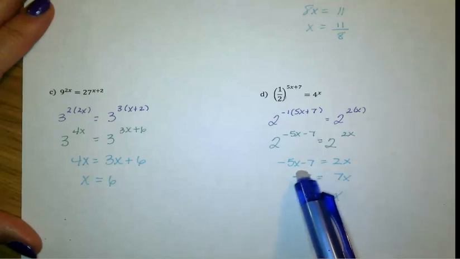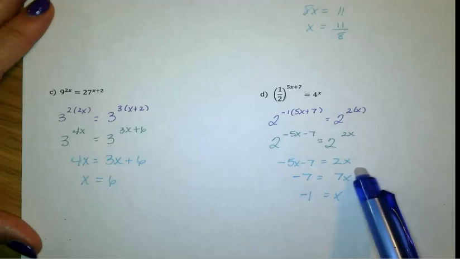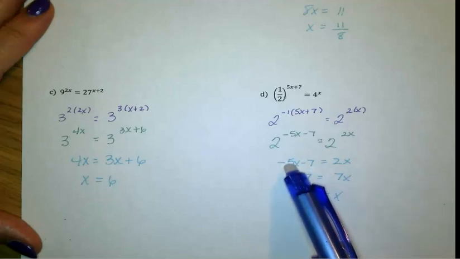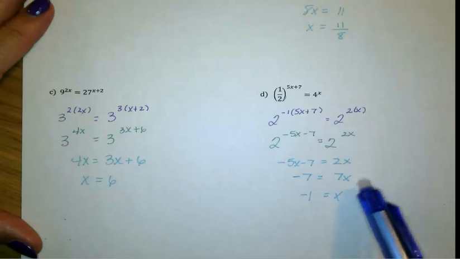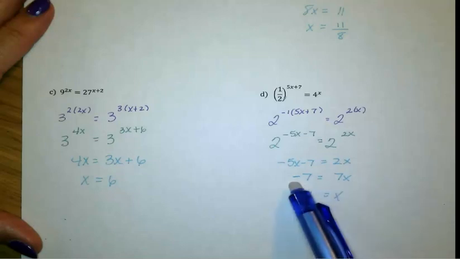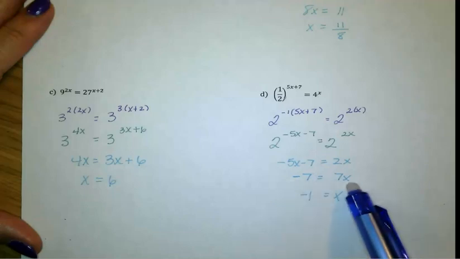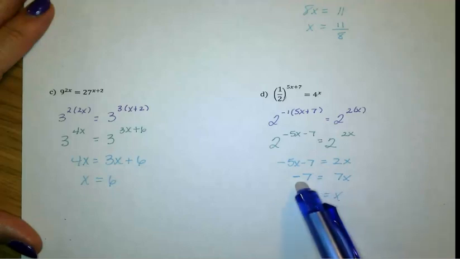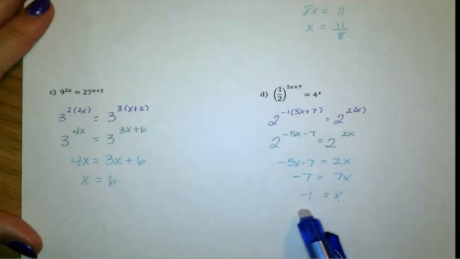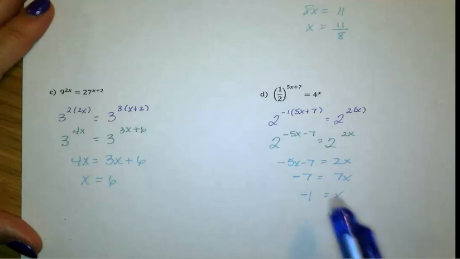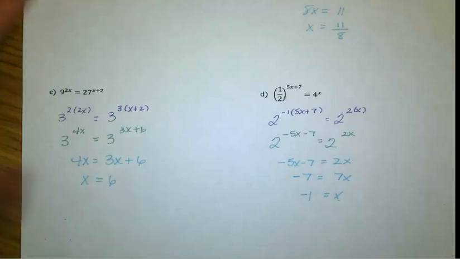So now I know that negative 5x minus 7 is equal to 2x. I'm going to move the negative 5x over here with the positive 2 to give me a positive 7x. That means positive 7x equals negative 7. So to get x by itself, I'm going to divide both sides by 7. Negative 7 divided by positive 7 gives me a negative 1. And so those are my solutions for my exponential basis.